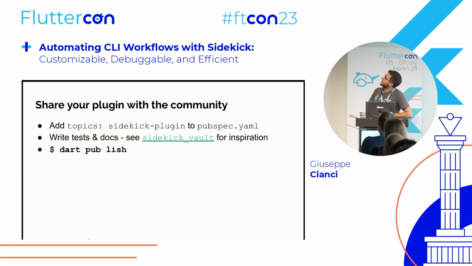Yeah, what else is there to do before sharing a plugin with the community? You can add the topics parameter to your plugin's pubspec. This is new with .3, I think. And this way you can tag it. This makes it way easier to search on pub for specific packages. Also naming it as, for example, bar_sidekick_plugin would also make it easier to find.